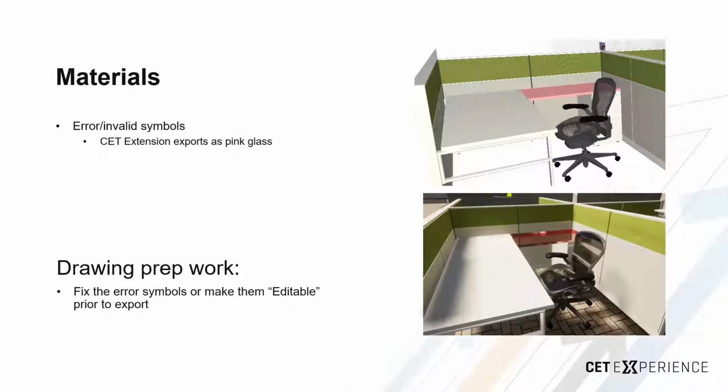Okay, so in CET, when you have an invalid or an incorrect furniture layout, your product may turn pink or some other color to indicate there's an issue. These invalid symbols do transfer to Twinmotion as a random material. Like in this case, it's pink glass, apparently. So there is some prep work you'll need to do in CET to head off any of these odd visuals. The easy fix is just to make it editable using the Edit Graphics extension, or you can actually fix the furniture error, or usually it's an application thing or something. So just make it correct or do the cheater thing and just make it editable and it will go away.